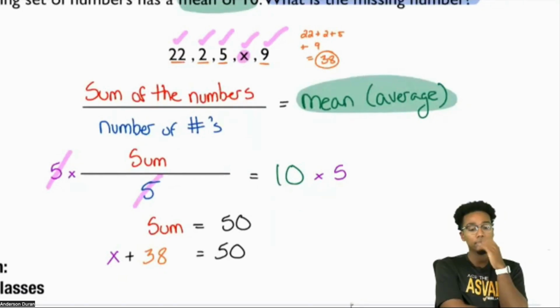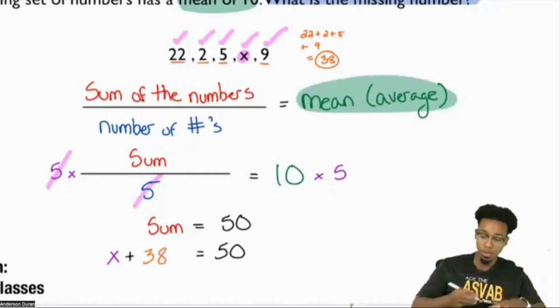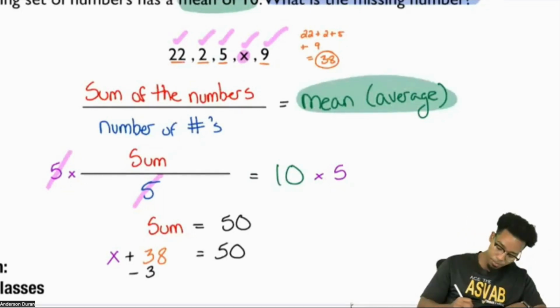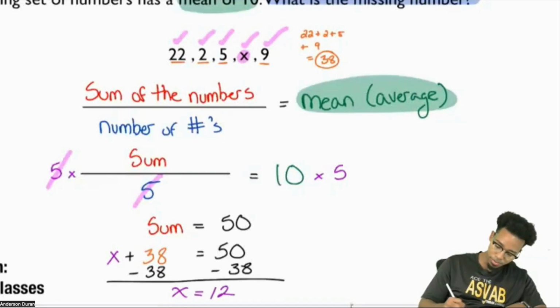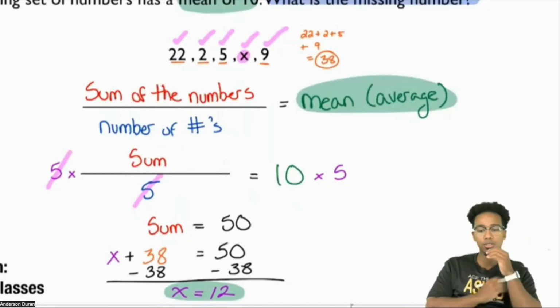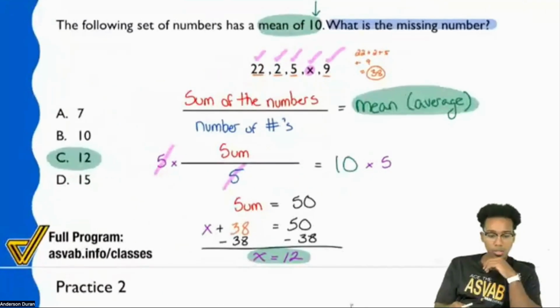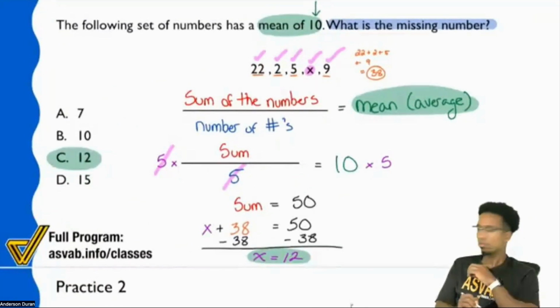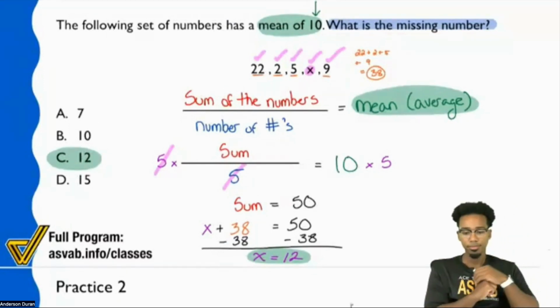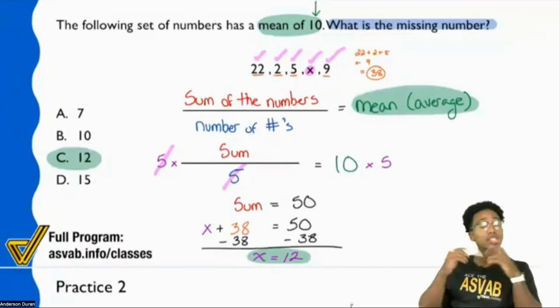Okay. So what do we do to work backwards? Let's take away that 38 on both sides. Here we go. Minus 38, and that's going to give me x equals 12. And look at that. And there's our answer. And what was the answer that we got? 12. Boom. And so that's the second way.